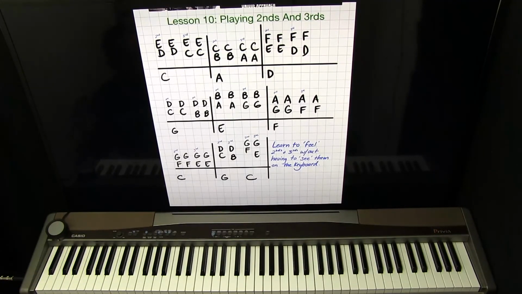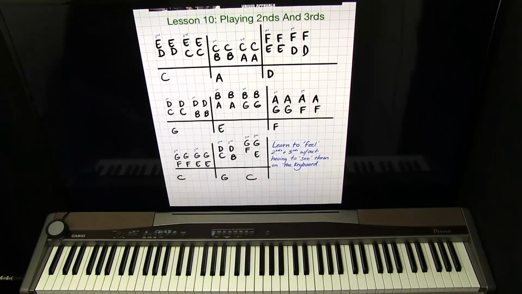Seconds and thirds. See if you can start to incorporate that into your improvising, and it'll really add another element to your playing. Hope you guys enjoyed that.